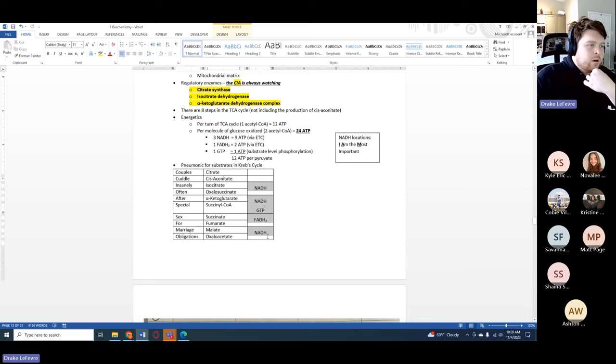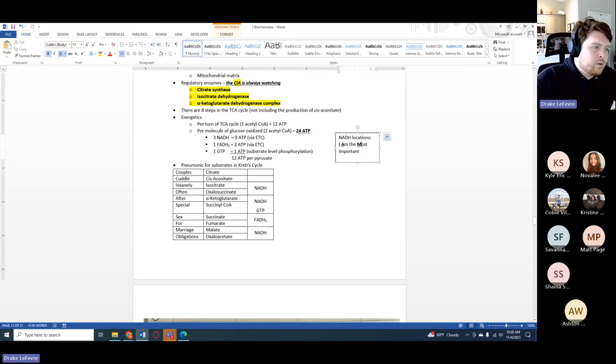When we get our high energy molecules, our NADH, our FADH2, and our GTP, the way to remember the NADH locations is "I am the most important." So it's after our isocitrate, our alpha-ketoglutarate, and our malate that we get our NADHs. If you can remember these two things, this is huge. You're halfway there to knowing most of the citric acid cycle. Really just this little chart. If you know this, it's really, really helpful.